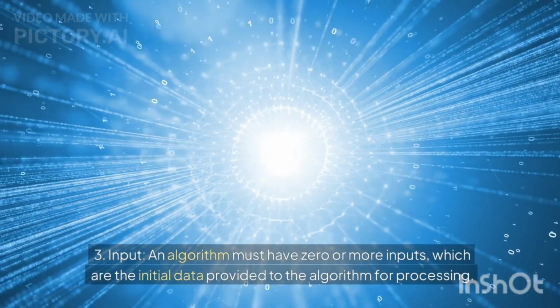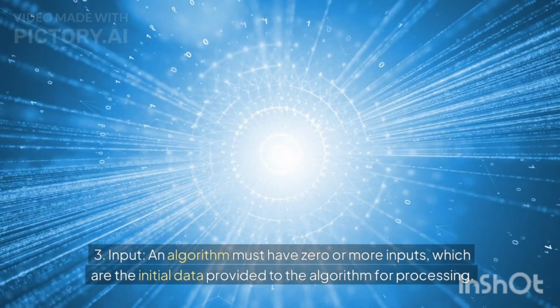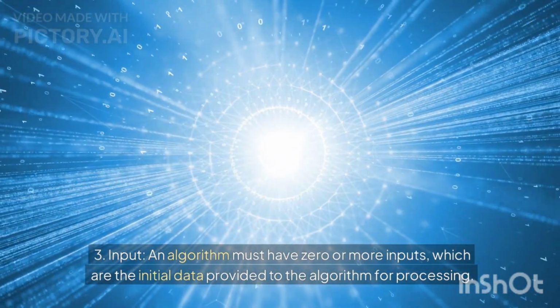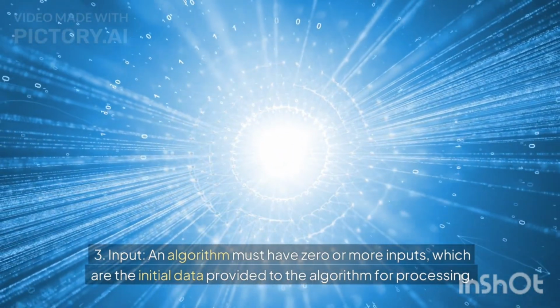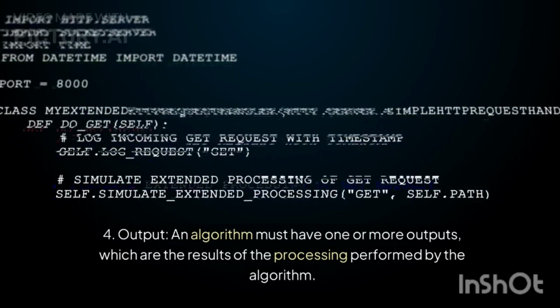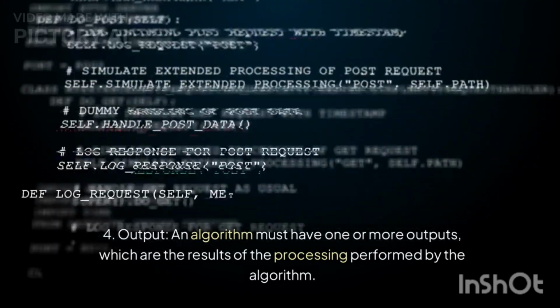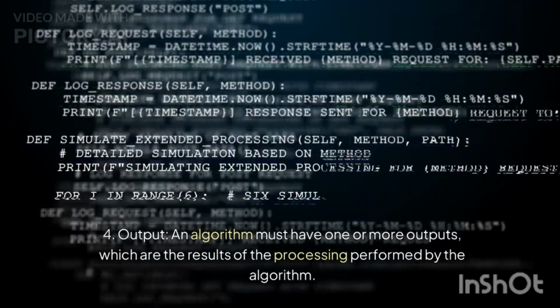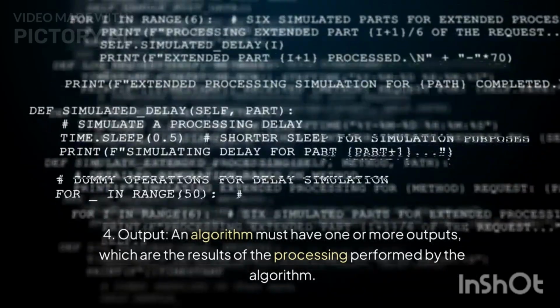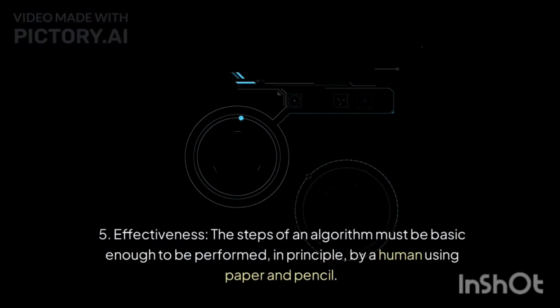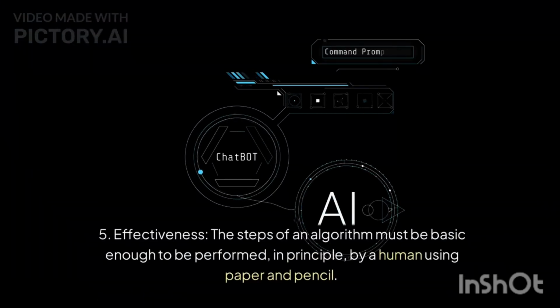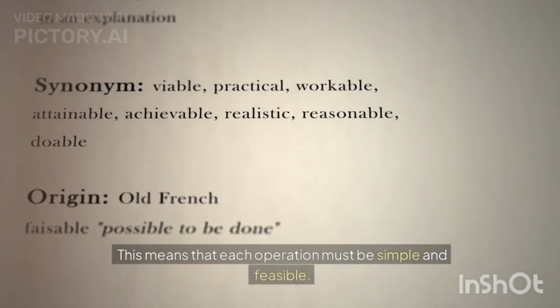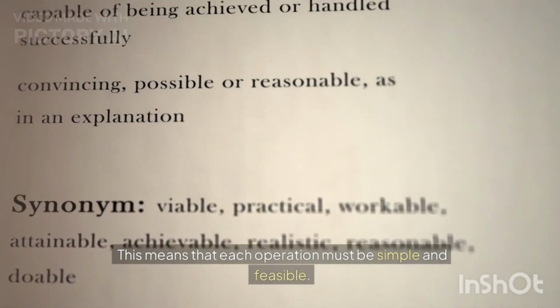3. Input. An algorithm must have 0 or more inputs, which are the initial data provided to the algorithm for processing. 4. Output. An algorithm must have 1 or more outputs, which are the results of the processing performed by the algorithm. 5. Effectiveness. The steps of an algorithm must be basic enough to be performed, in principle, by a human using paper and pencil. This means that each operation must be simple and feasible.